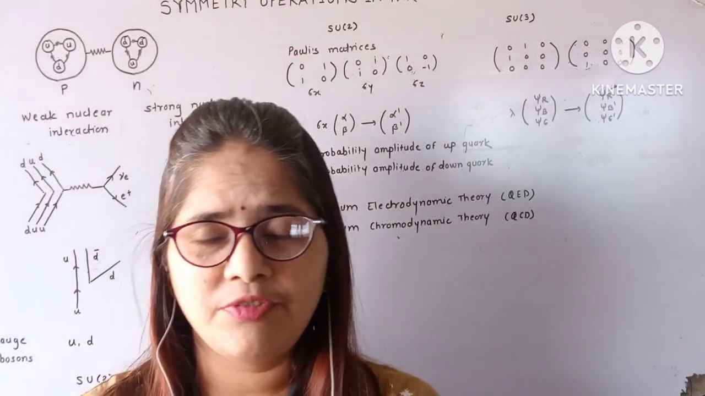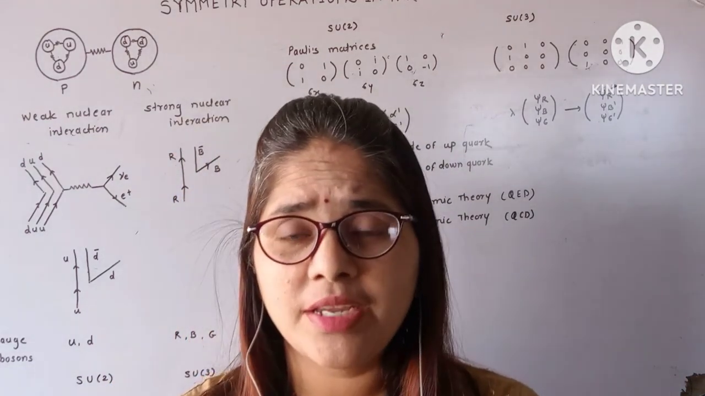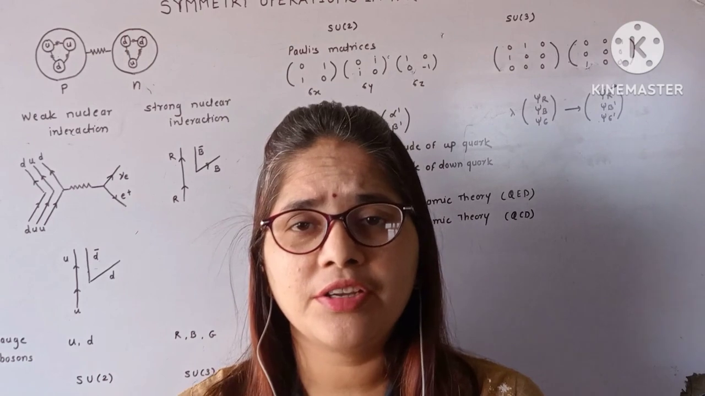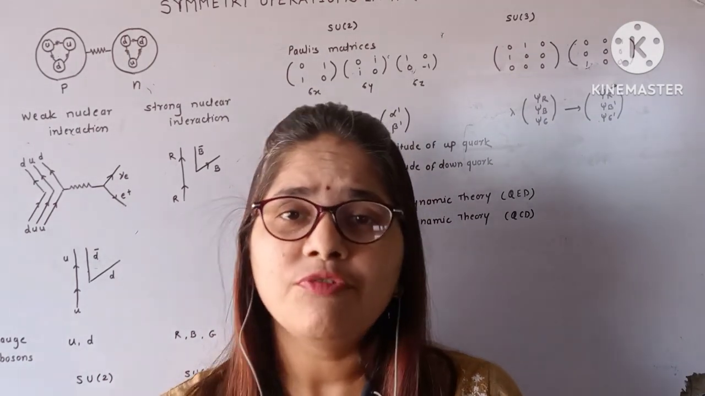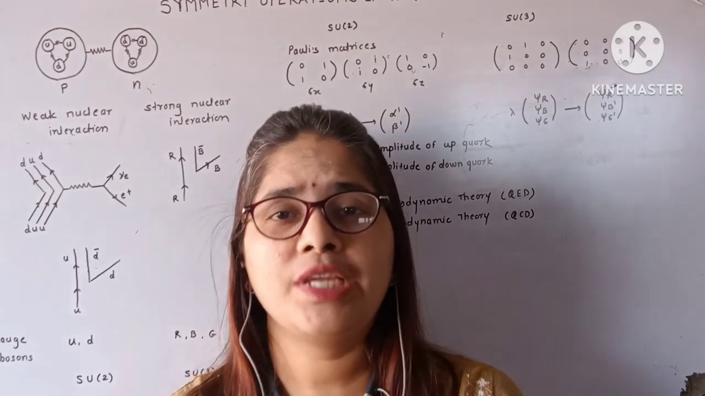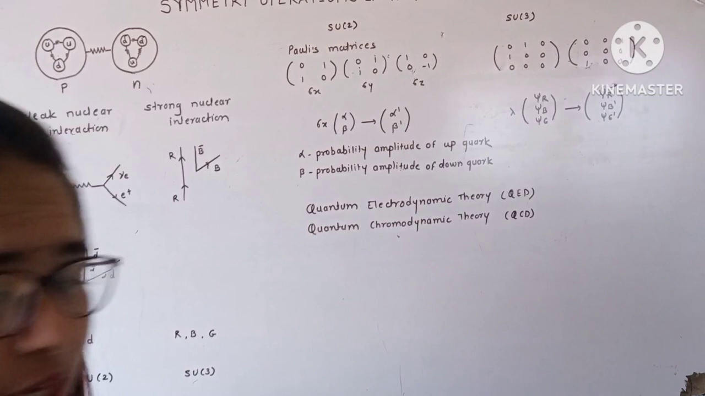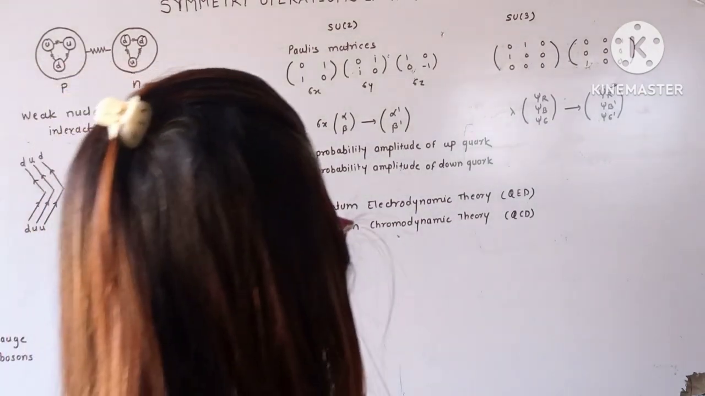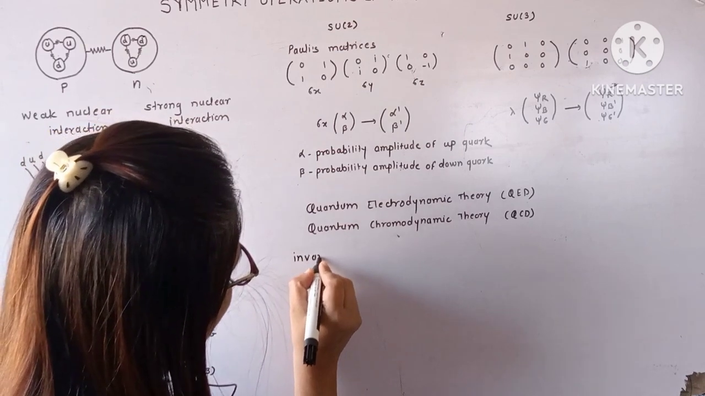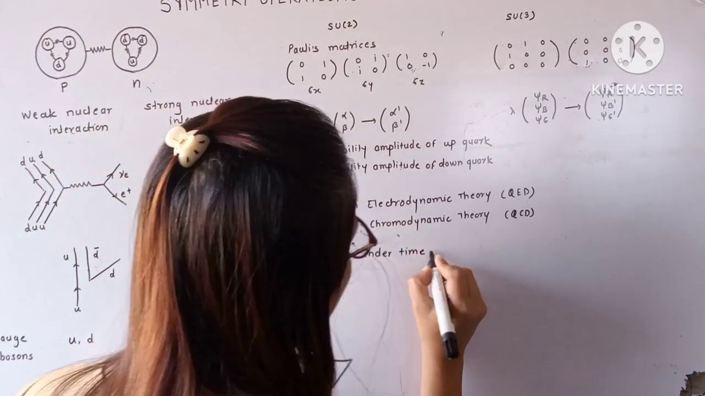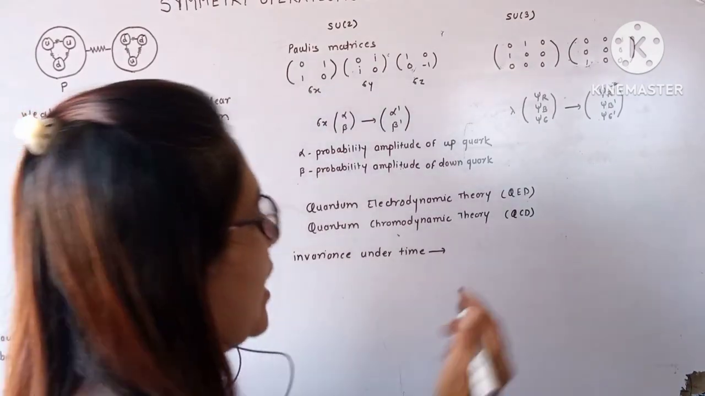For example, if you consider any system and that system is invariant under time, then you can say that that system follows the law of conservation of energy. I'll write it here. So what I'm trying to tell you is that if there is an invariance under time, then this corresponds to the conservation of energy.